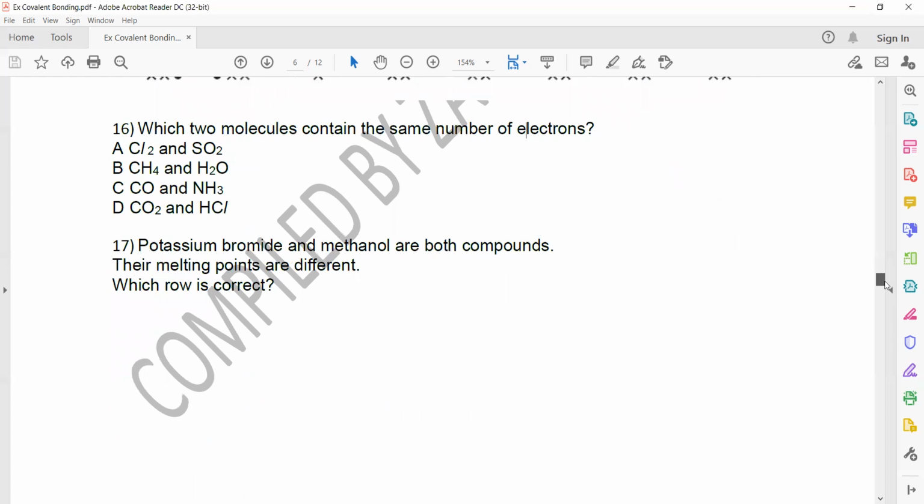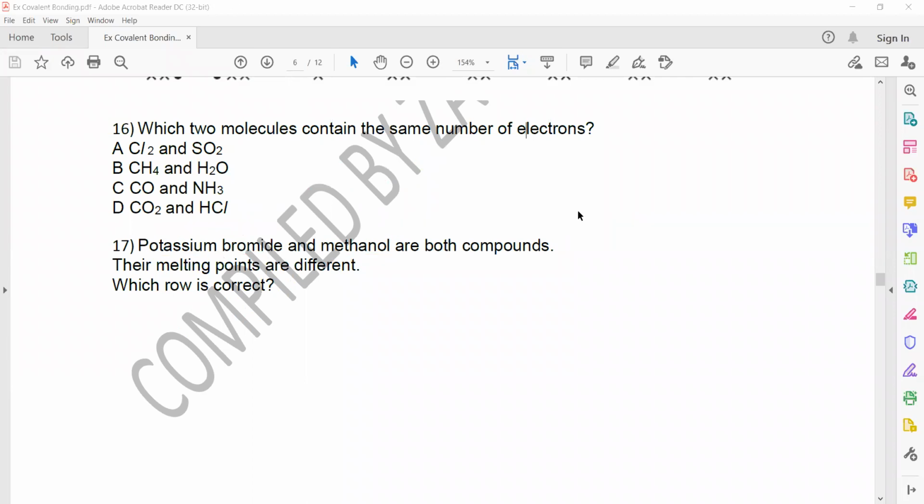Potassium bromide and methanol are both compounds. Their melting points are different. Potassium is a metal and bromine is a non-metal. When a metal combines with a non-metal, it will be ionic. And ionic compounds will have a high melting point. Whereas methanol is a compound of carbon, hydrogen and oxygen, so it will be a covalent compound. And covalent compounds will have a low melting or boiling point. So their melting points are different.